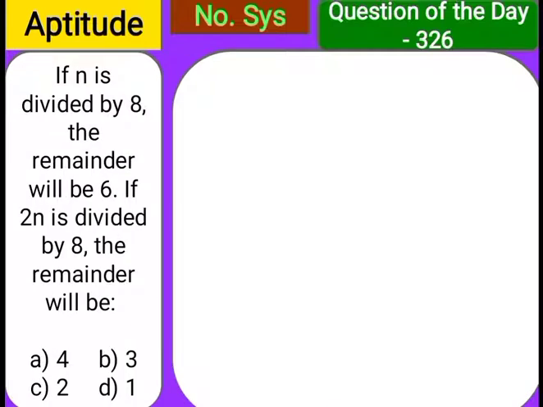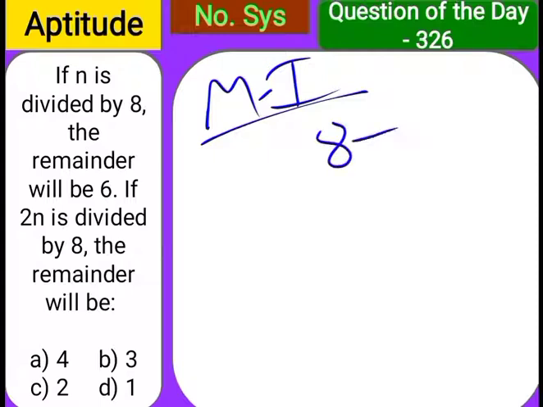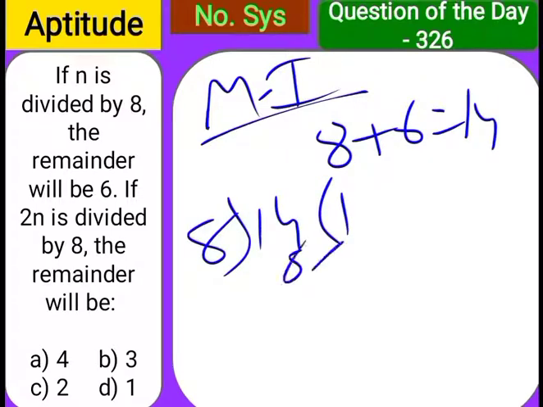If n is divided by 8, the remainder will be 6. If 2n is divided by 8, the remainder will be? This looks complicated but it is an easy question. I will tell you two methods for this. Coming to method 1, assume any number. First we are dividing by 8 and the remainder will be 6. So I assume 8, and if the remainder is 6, 8 plus 6 becomes 14. I divide 14 by 8, 8 ones are 8, the remainder is 6, so the first condition is satisfied.